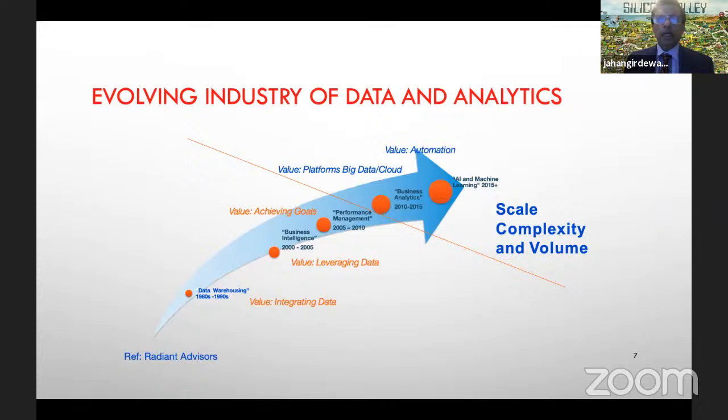And then business analytics gave us much more leverage in handling big data, especially huge amounts of data, and how to handle those, using the cloud model as well. Now we are at the stage of leveraging that data and automating it much more, so that there won't be too much intervention from human beings.